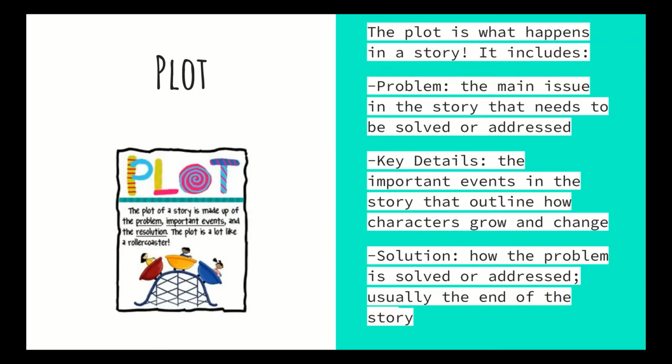All right. You guys should be super familiar with this because we just went over it in our story elements presentation. So plot. Plot is what happens in the story. The plot includes the problem, the main issue, the key details, which are the important events in the story that outline how characters grow and change, as well as the solution, how the problem is solved. And that's usually at the end of the story, okay? So plot is super integral to understanding story sequence because you need to know the key events, the key details, all right, as well as the problem and solution, which comes at the end.